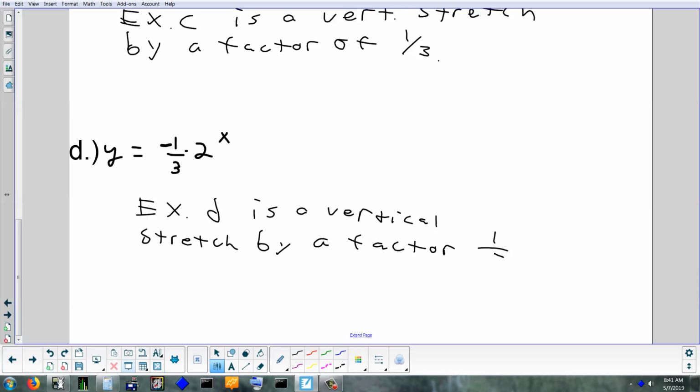So you don't take care of the negative? How do you take care of the negative? That's a separate sentence. Reflect it. Yes, and reflected over the x-axis. So remember, if you see that negative, you've got to write a whole separate sentence at the end. Okay? Questions on that? All right.